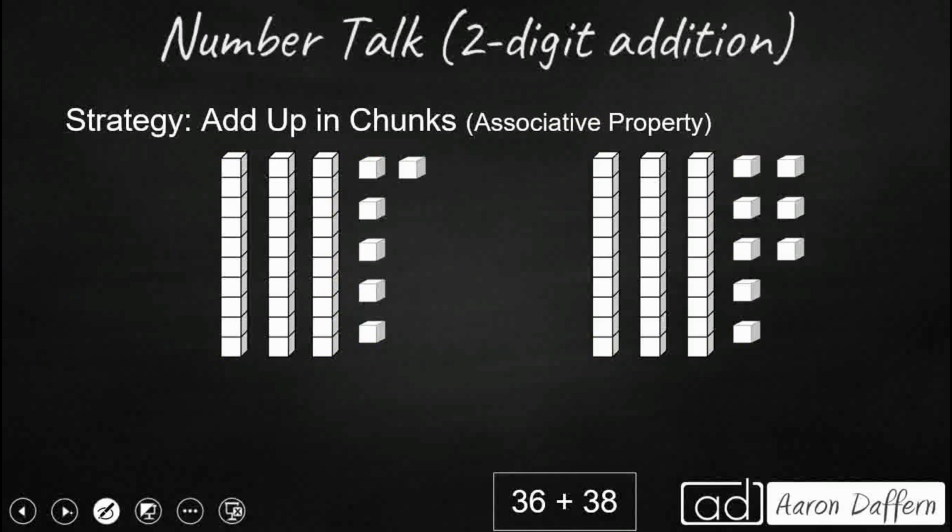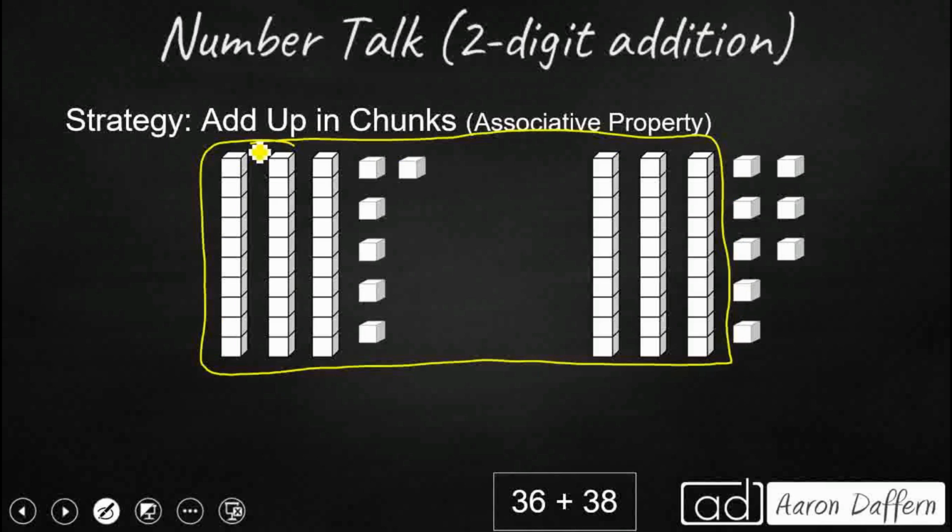Now we can also add up in chunks. So it's similar to place value, but what we do is we keep that first add-end all together. So I'm going to take my first add-end, and then I'm going to take the 10s from the second add-end. I'm going to add it in one big chunk. So this looks like this. I've got 36 plus 38.